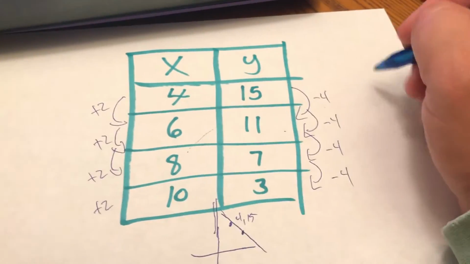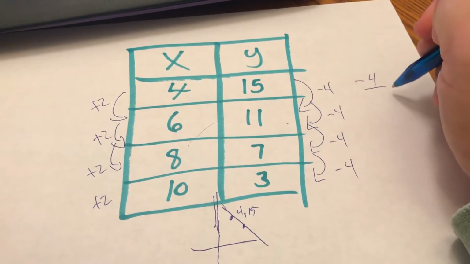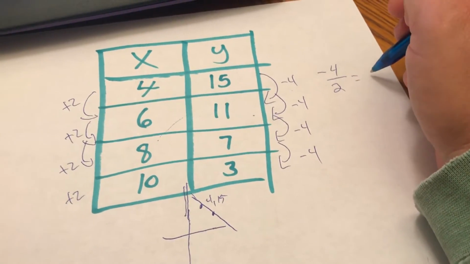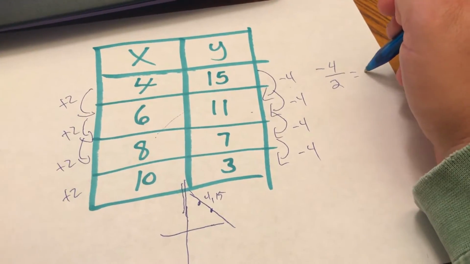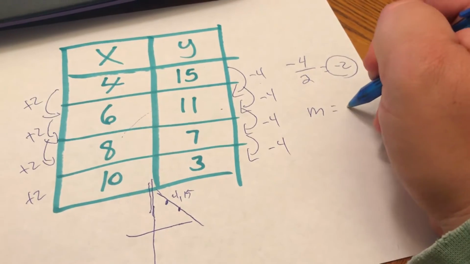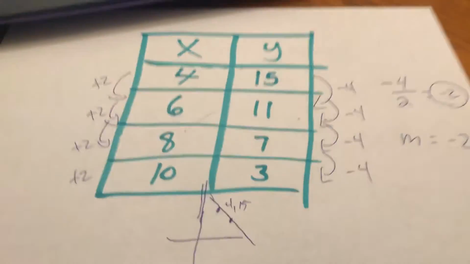So now we just put our ratio, and since they're all the same, my change in y is negative 4, and that's over a 2, and then negative 4 divided by 2 is just negative 2, and that is your slope. So m equals negative 2. And that's it. That's how simple those are.